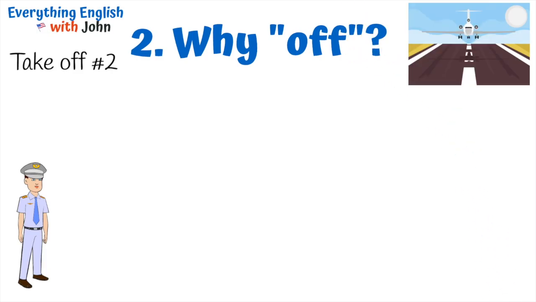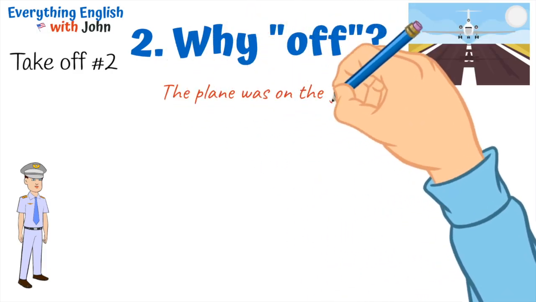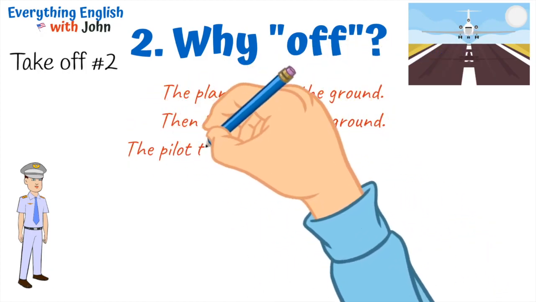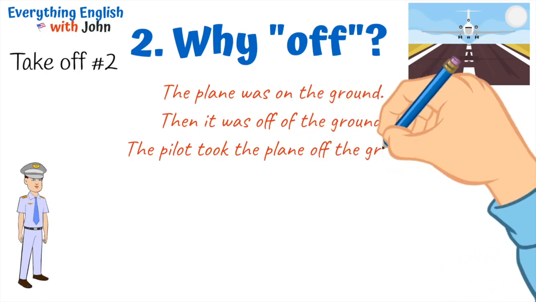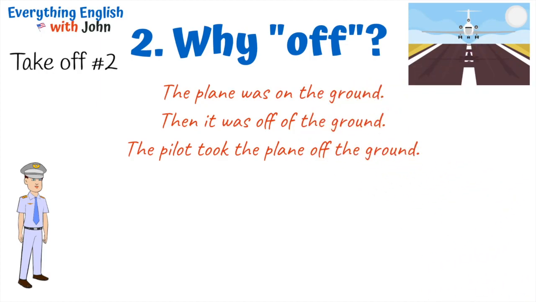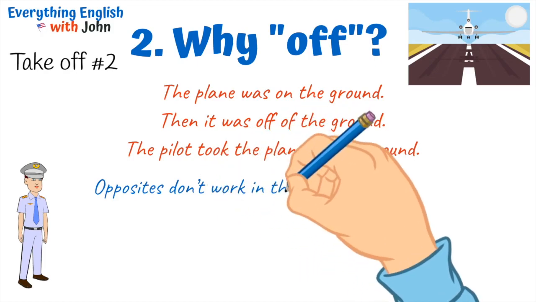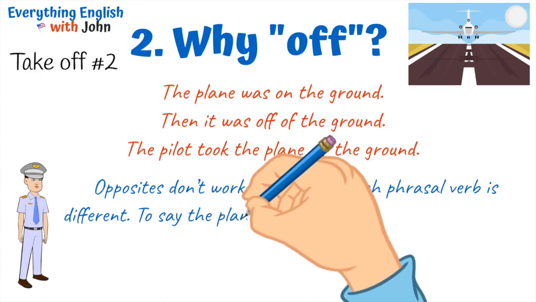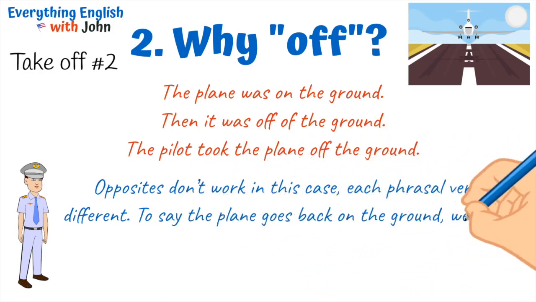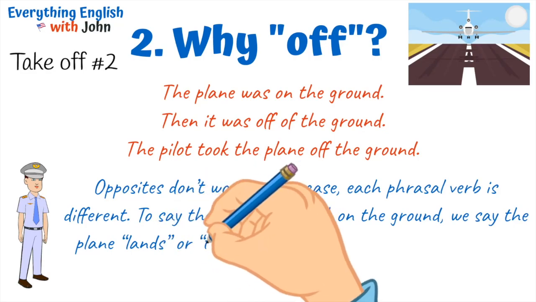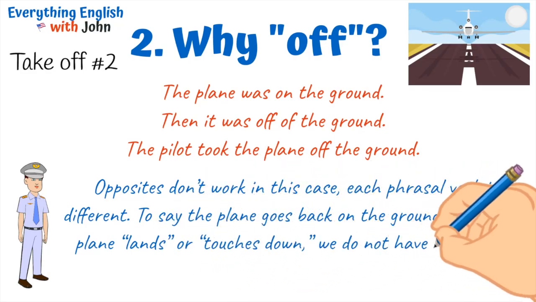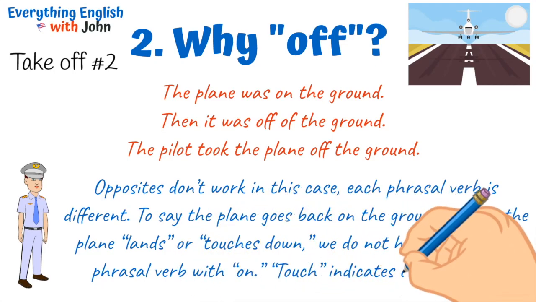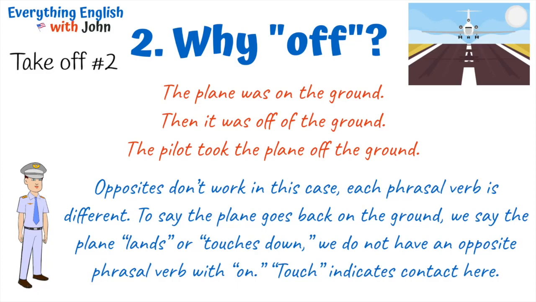Why off? The plane was on the ground. Then it was off of the ground. The pilot took the plane off the ground. Opposites don't work in this case. Each phrasal verb is different. To say the plane goes back on the ground, we say the plane lands or touches down. We don't have an opposite phrasal verb with on. Touch indicates contact here.